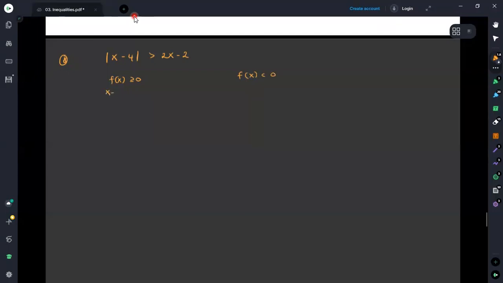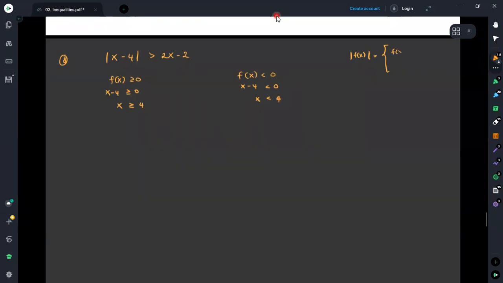Here we will take x minus 4 greater than or equal to 0. Then we will get the region as x greater than or equal to 4. But here we'll get x minus 4 less than 0, so we'll get x less than 4. Then in this region, what we know is the modulus of f(x) is defined as a piecewise function.